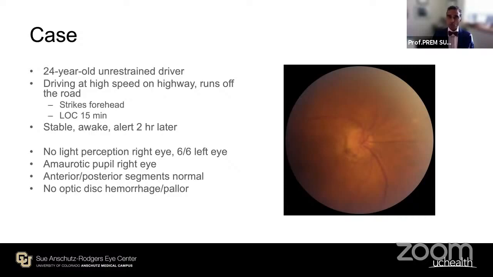And that's one important point I want to emphasize, is that the evaluation of an uncooperative patient or a patient who's otherwise head injured and making the diagnosis of TON can be challenging, more challenging than this, where he was clearly no perception of light in his right eye, normal vision in his left eye, had a big APD and amaurotic pupil on the right, and everything else was normal. This is the classic way in which a patient with traumatic optic neuropathy presents.